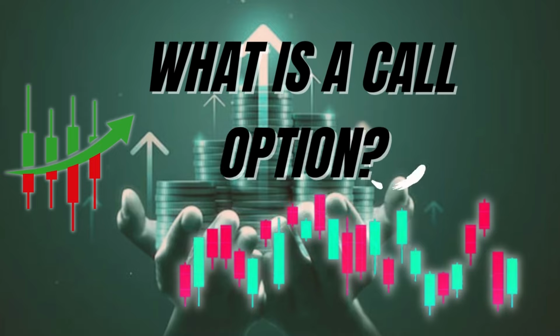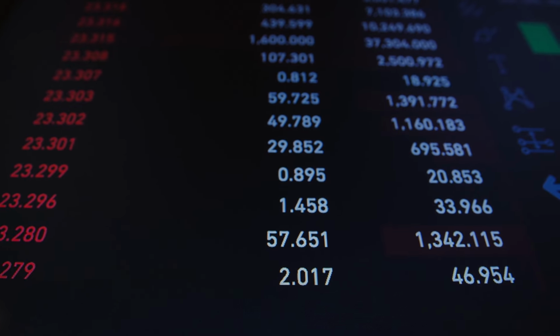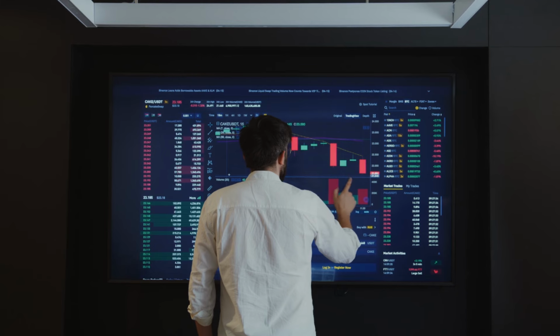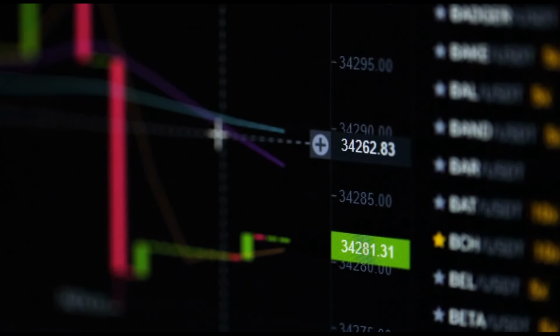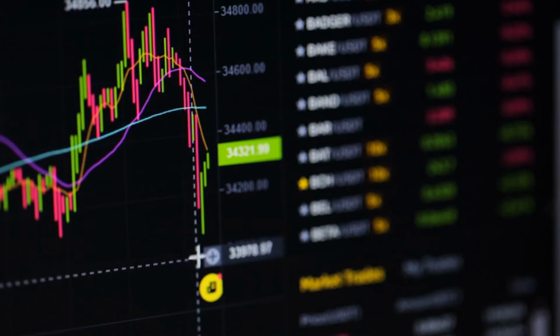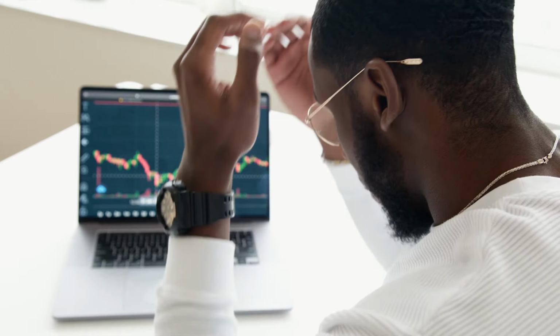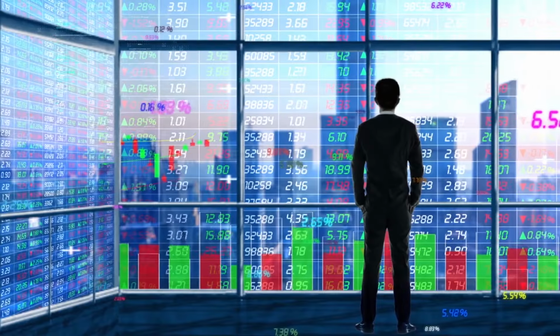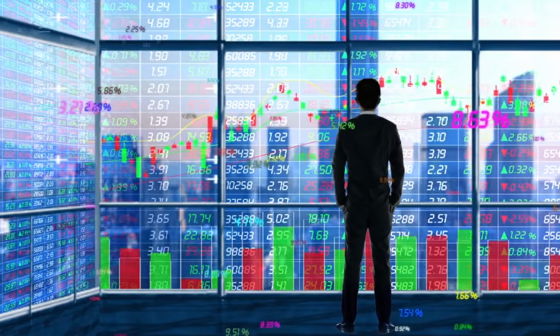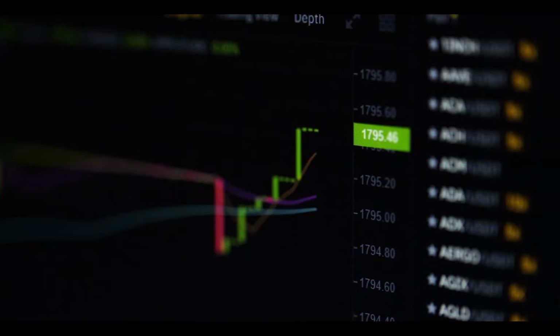What is a call option? A call option is a contract that gives the holder the right to buy the stock at a specified strike price before the option expires. This type of option is bought by investors who believe that the stock's price will increase in the future. If the stock price goes up, the investor can exercise their option and buy the stock at a price lower than the market price, making a profit.